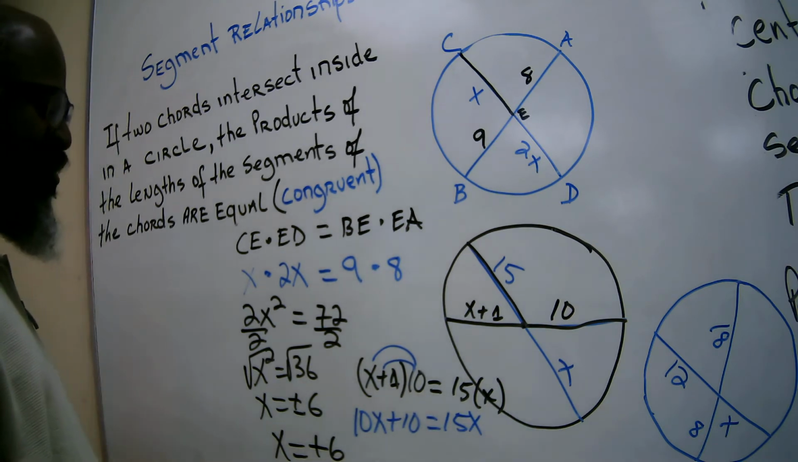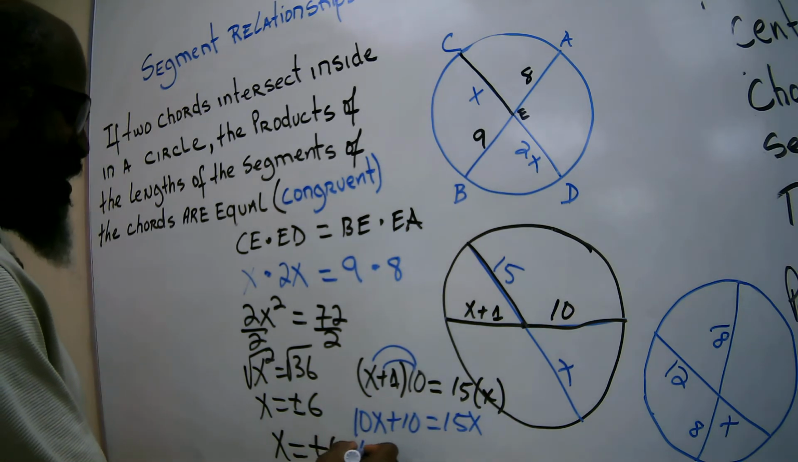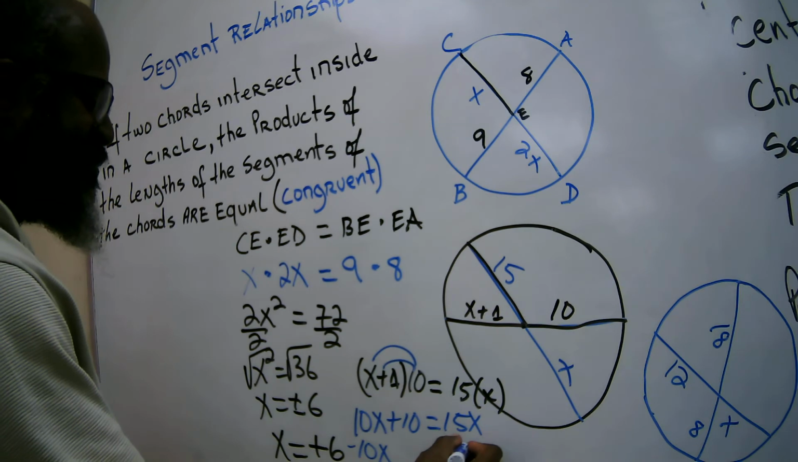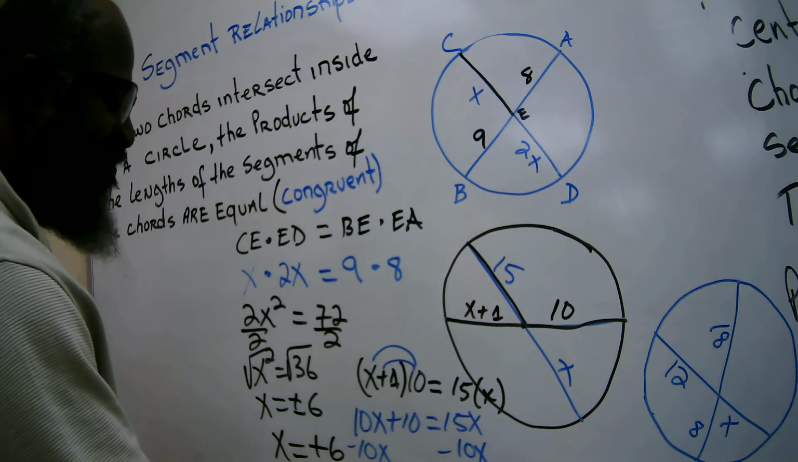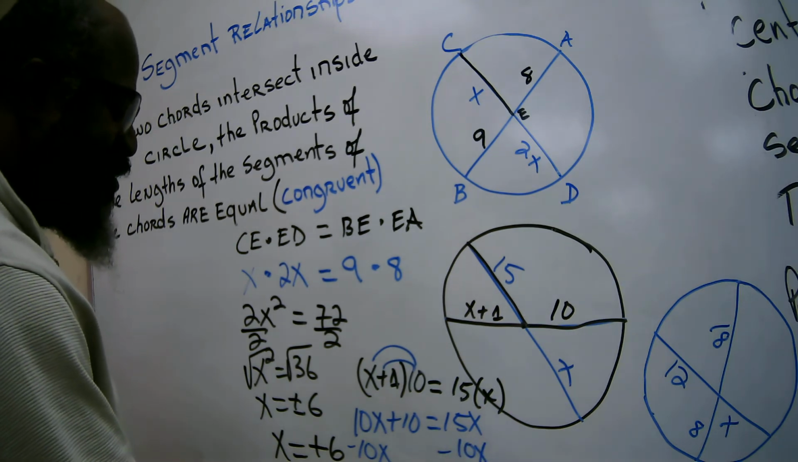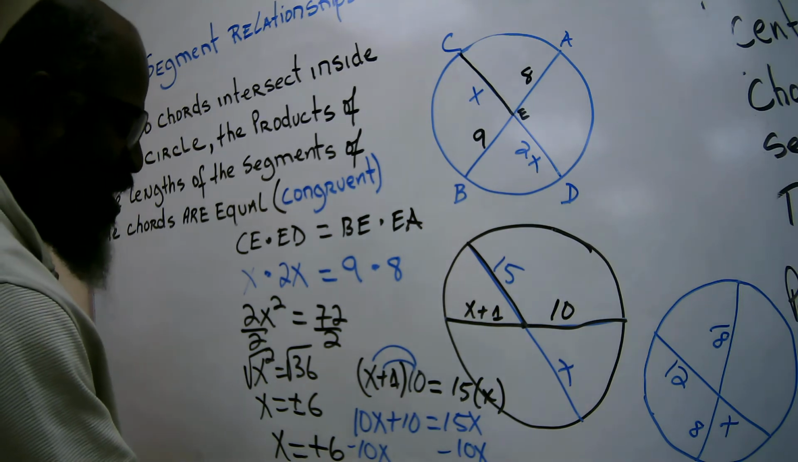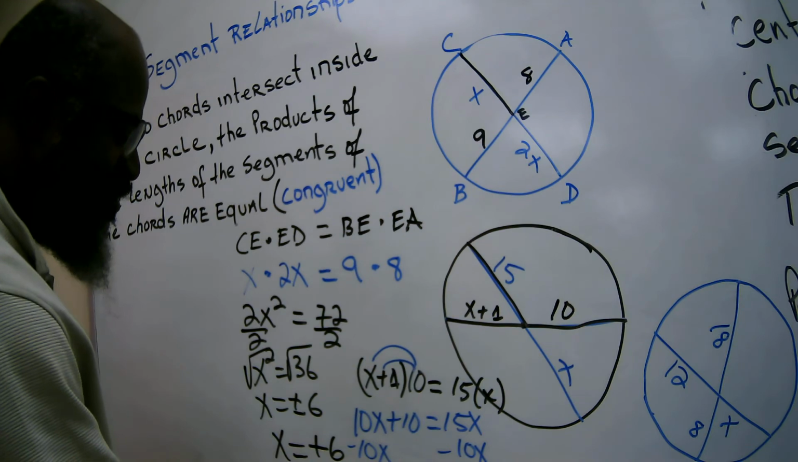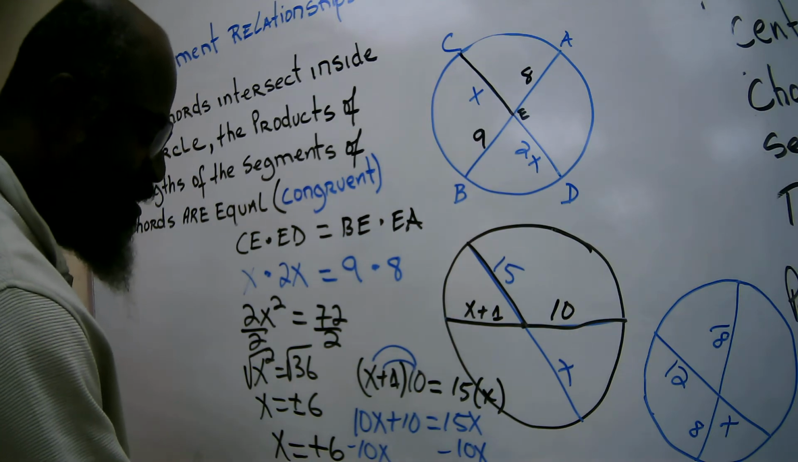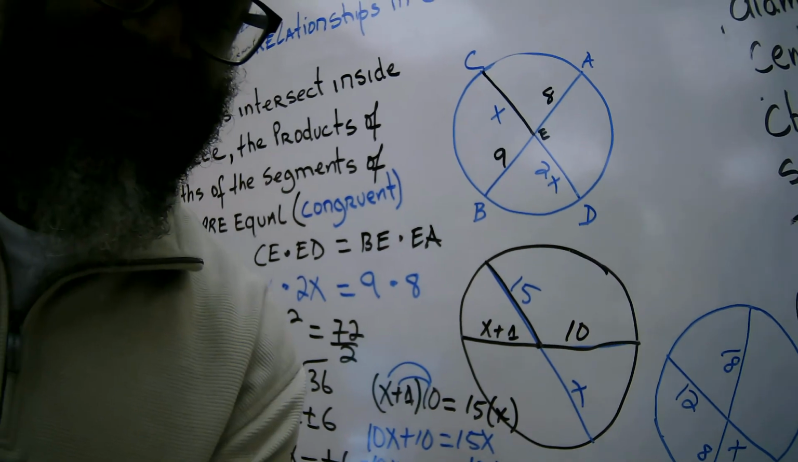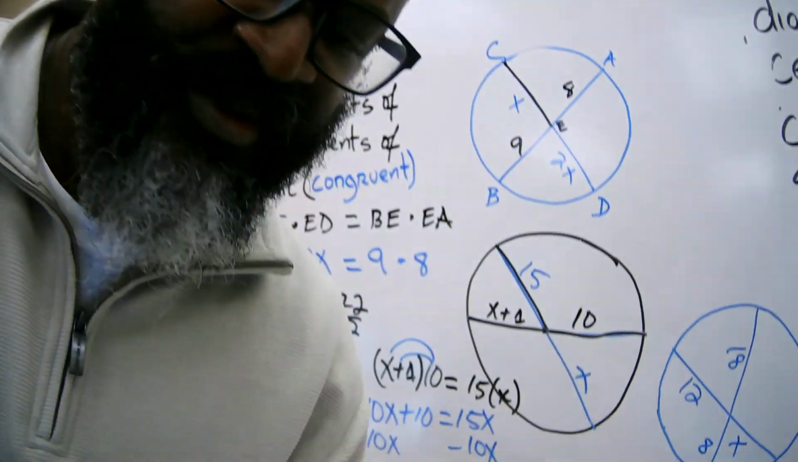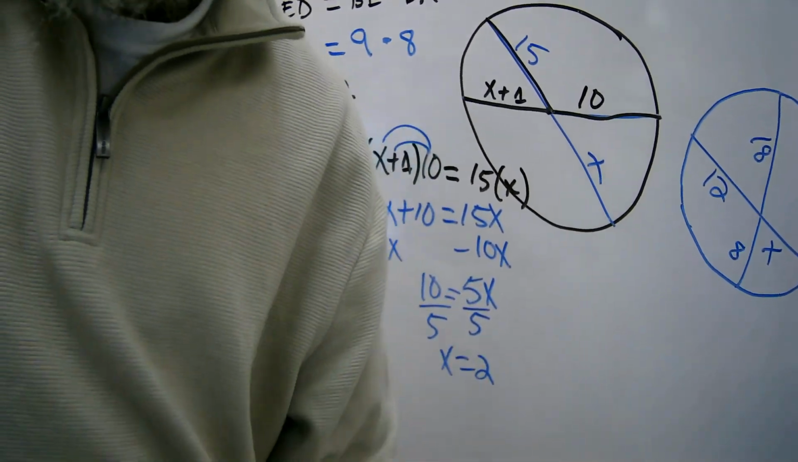In order to solve for x, we'll have to subtract 10x on each side. Then you will have 5x is equal to 10. In order to find x, you will have to divide by 5. In this case, you will find the value of x. x will be equal to 2. Right. In this case, x is 2.